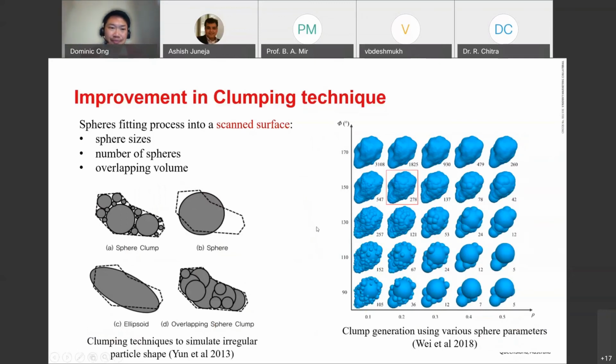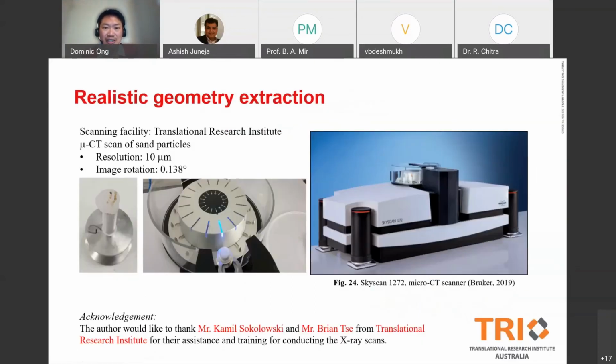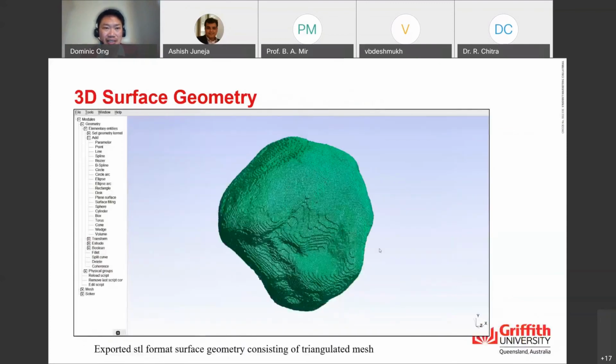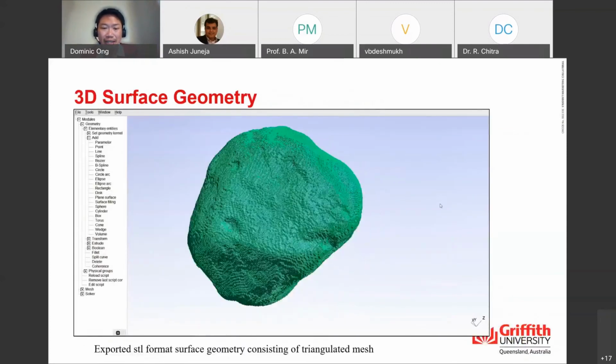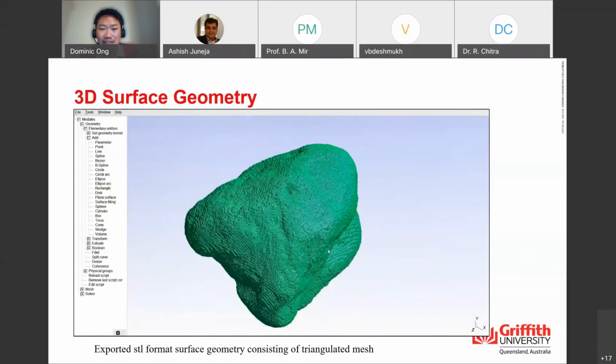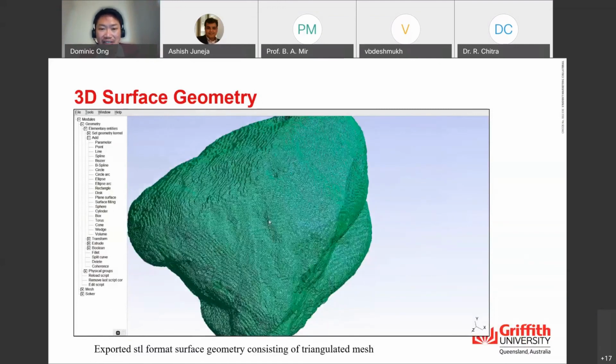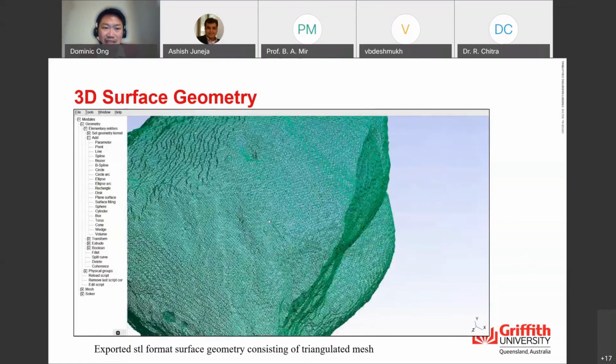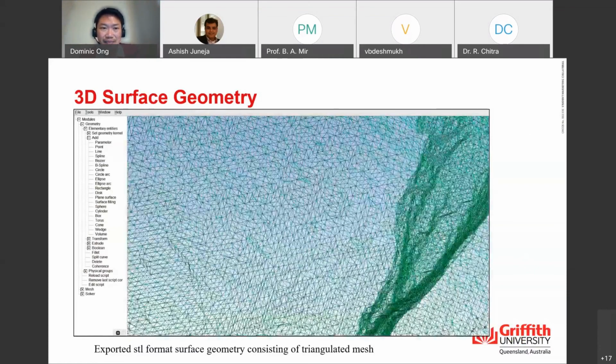We have been using a lot of geometry extraction work, and this is a surface geometry of one sand grain. We managed to scan it to very high resolution so that we can use it in the discrete element modeling.